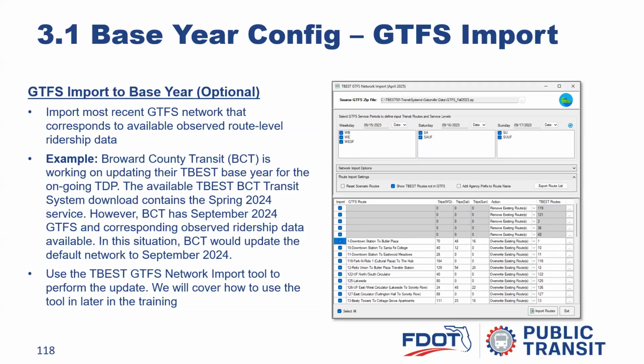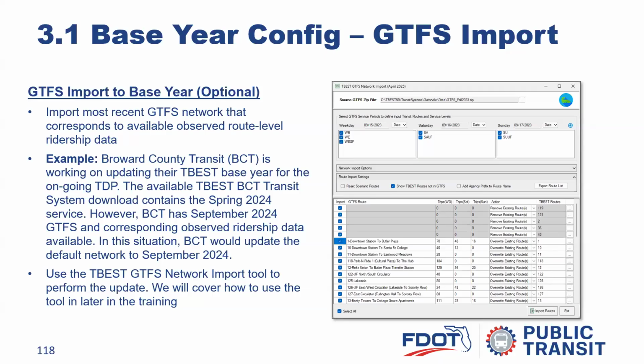So part of that is going to be through the GTFS import. So we want to grab our base year information, our base year GTFS, the most recent probably, where you have observed route level ridership data. That's the key piece here for validation purposes, that you need to have observed ridership. So it may not be what's on the ground right now that you're capturing, because you may not have ridership data yet compiled for what's on the ground.